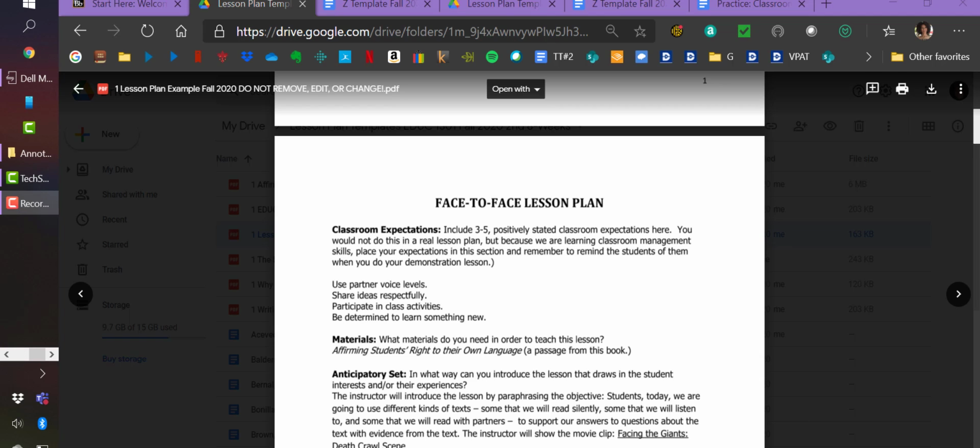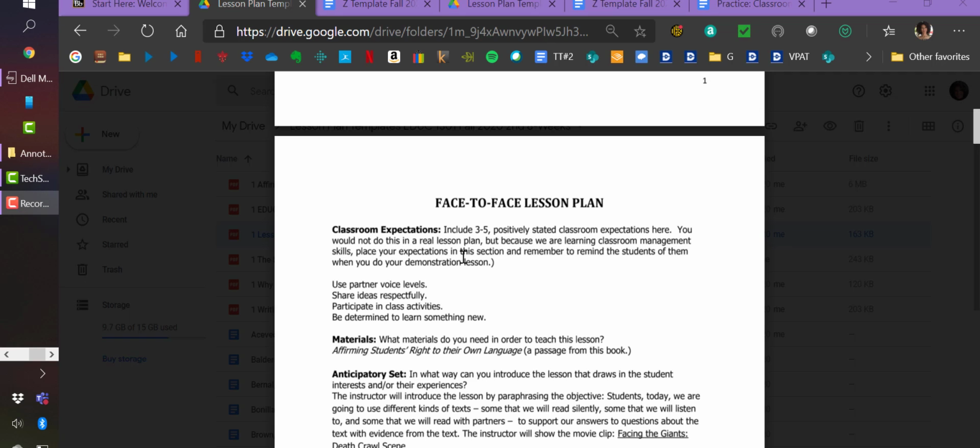And so we're back at the example lesson plan. And so you'll see that the classroom expectations directions are still here. And underneath that, you can write your 3 to 5 expectations. One last word about your expectations. Notice on the second one, I said share ideas respectfully.